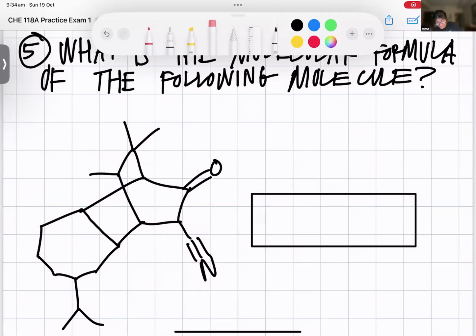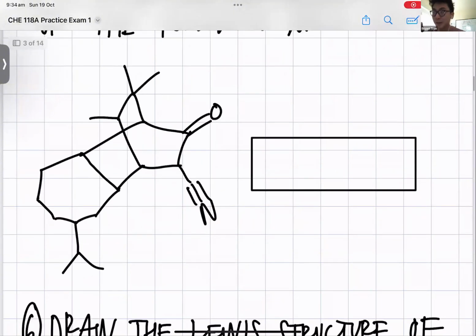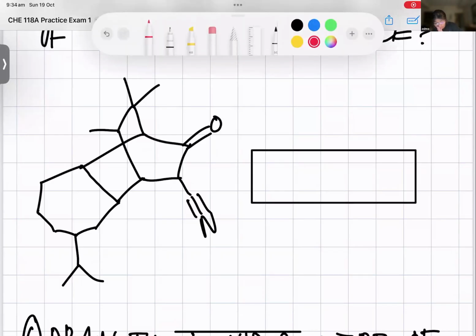I don't even know where to start. For this one, molecular formula, it usually starts with carbons, right? So let's start with counting all the carbons. And if you have a highlighting tool for that, you could use that, or you could just highlight each point that you see on the structure.